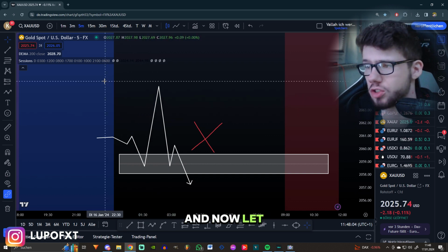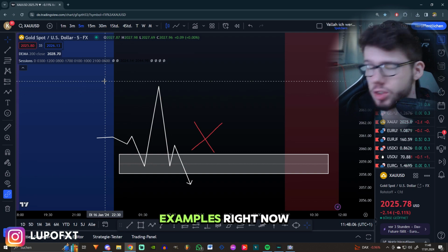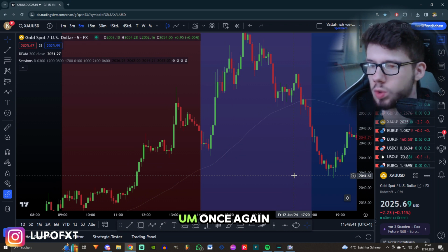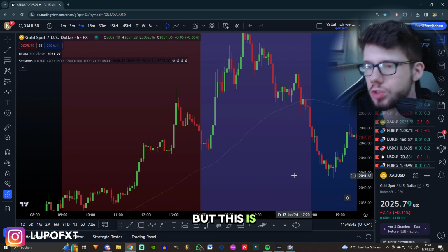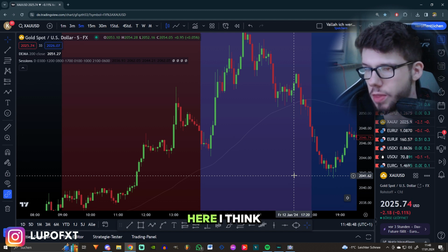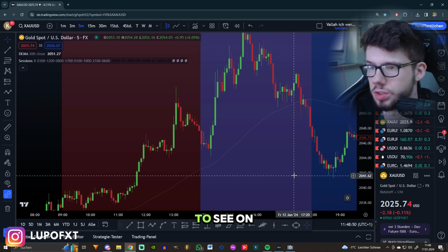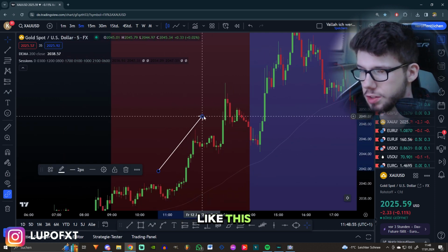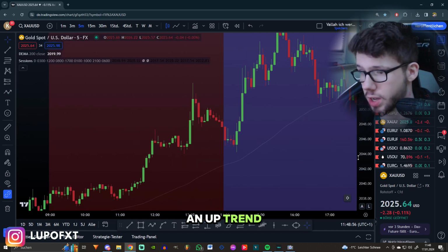And now let us jump onto the candles with real examples. So right here we have a good example on gold. Once again, this is in hindsight, I know, but this is just for you guys so you can actually understand the whole concept in general. Here I think is a prime example of what I want to see on the chart. And I mean this rally here, right? We shot up like this, like crazy, okay, we are in an uptrend, okay, that's cool.